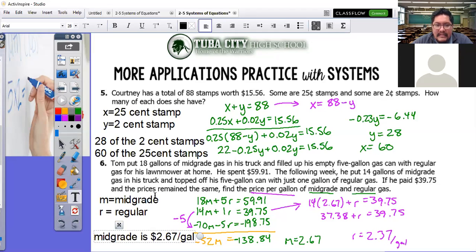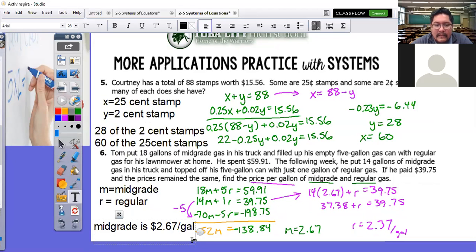And now we would do the same thing with the other line. So I'm going to see if I can fit it into this line. Regular is $2.37 per gallon, which means per gallon. Oh, forgot the dollar sign. Make sure we put them in given units.